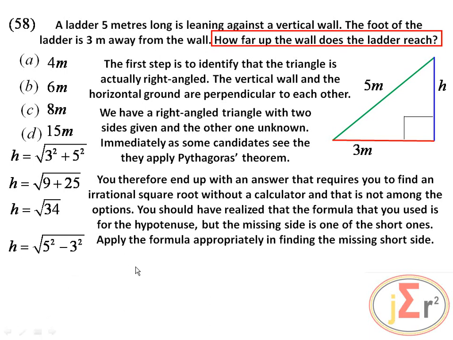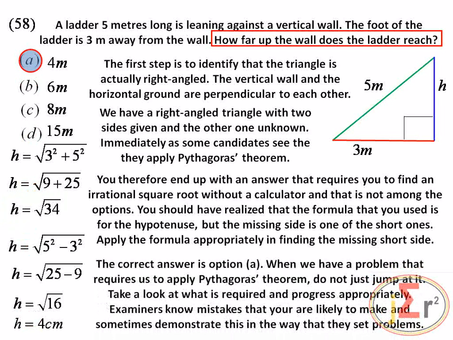Applying Pythagoras' theorem appropriately this time requires that we square 5 and subtract the square of 3. 25 minus 9, we have the square root of 16, which is equal to 4, and that one is correct. The correct answer is option A. When we have a problem that requires us to apply Pythagoras' theorem, do not just jump at it. Take a look at what is required and progress appropriately.